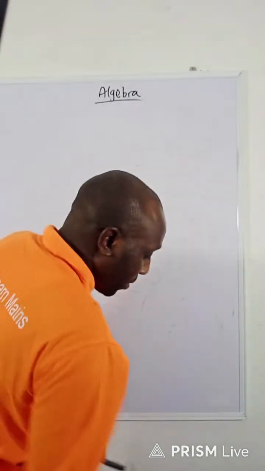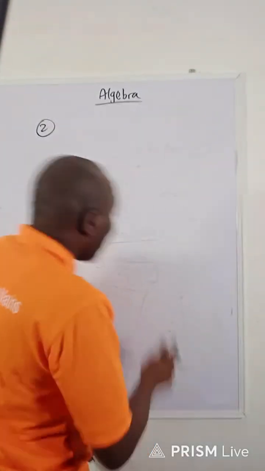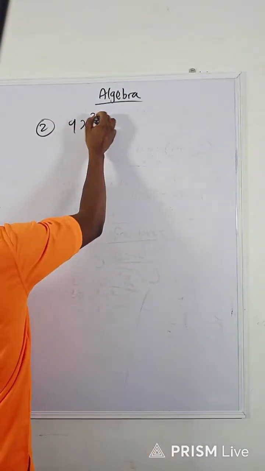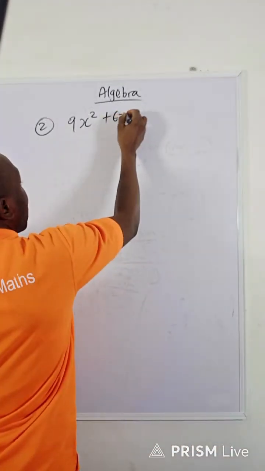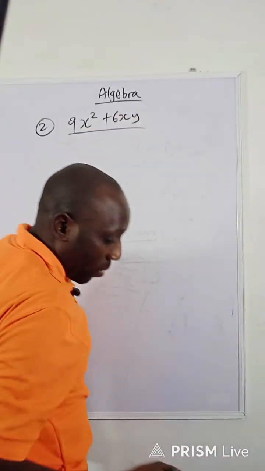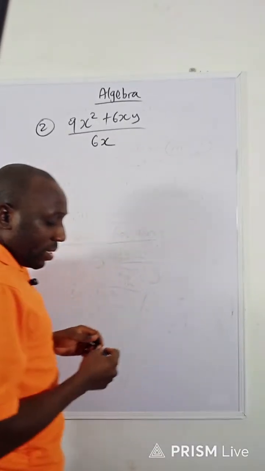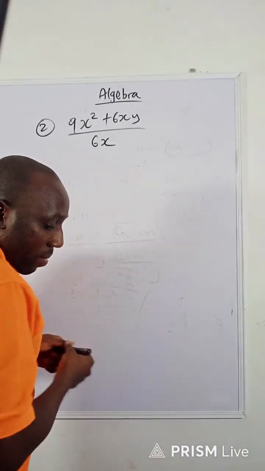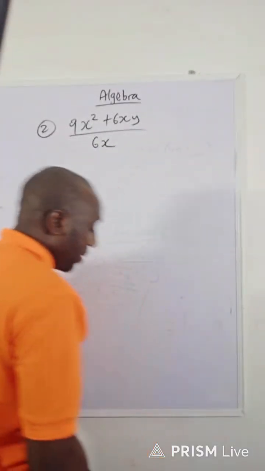So we have another example, and I'll tell you the mistakes many students make when it comes to this. We have 9x squared, still under algebraic fractions, plus 6xy, all divided by 6x. So this is a mistake. Okay, let me just write. This is the mistake many students make.